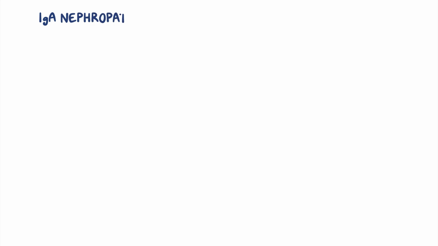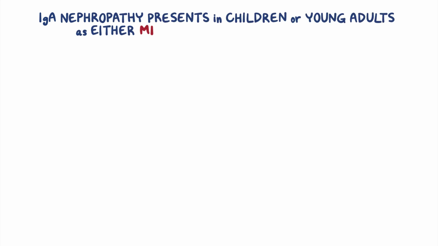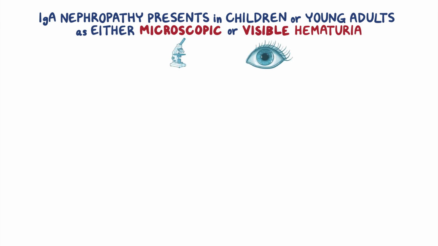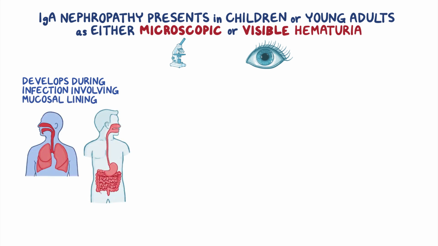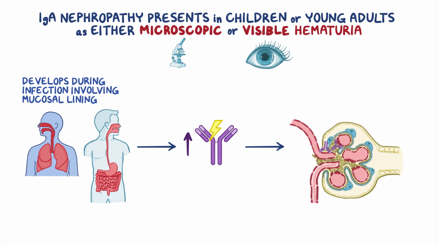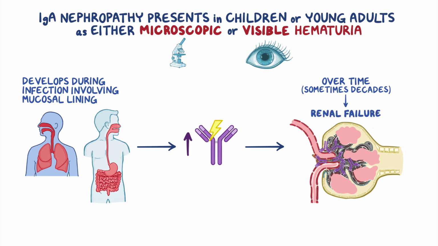Frequently, IgA nephropathy presents in children or young adults as either microscopic or visible hematuria, meaning that it can be seen under a microscope or with the naked eye, and it typically develops during an infection involving the mucosal lining, like infections of the gastrointestinal or respiratory tract. In these sorts of infections, the production of the abnormal IgA antibody gets ramped up, leading to more accumulation in the glomerulus, causing inflammation and injury. With each mucosal infection, the glomeruli undergo more injury. So, over time, sometimes decades, individuals may progress to renal failure.